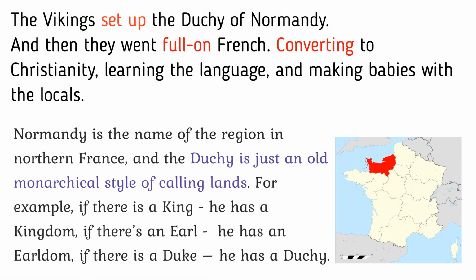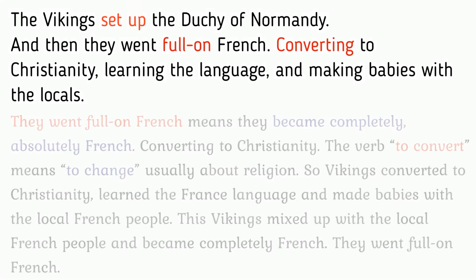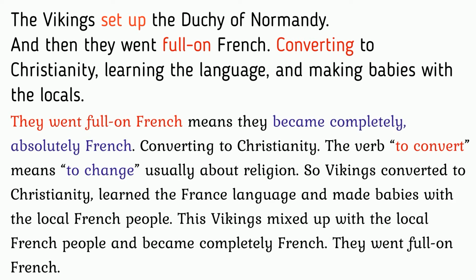Normandy is the name of the region in northern France, and the duchy is just an old monarchical style of calling lands. For example, if there is a king, he has a kingdom. If there is an earl, he has an earldom. If there is a duke, he has a duchy. They went full-on French means they became completely, absolutely French, converting to Christianity.